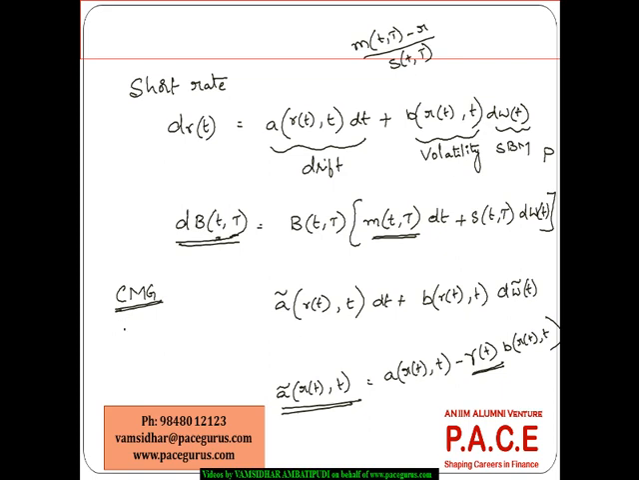In the same way, I could go about dW(t) also. We know that dW(t) is, again using the Cameron-Martin-Girsanov theorem, I can write it as dW-hat(t) minus gamma times dt. This W-hat is a standard Brownian motion under Q, and this W is a standard Brownian motion under P.